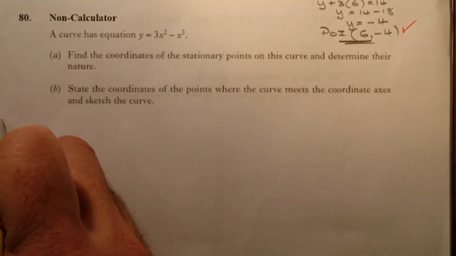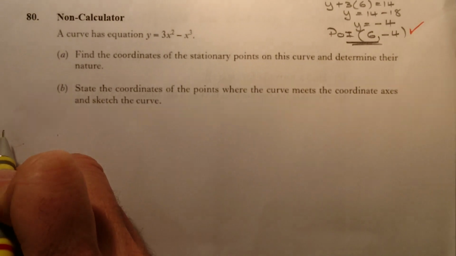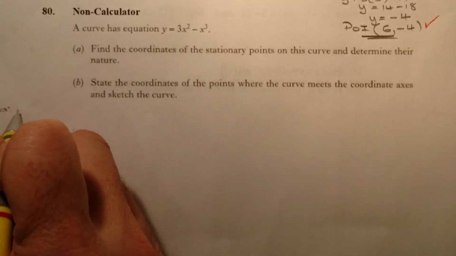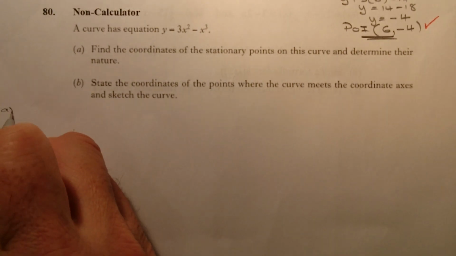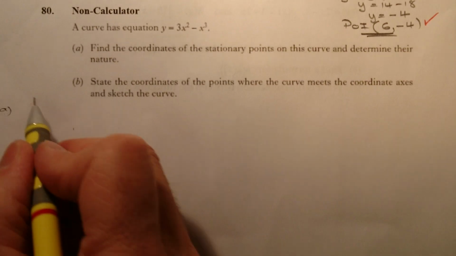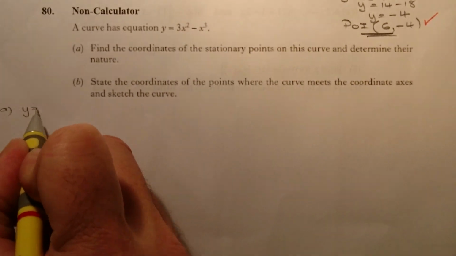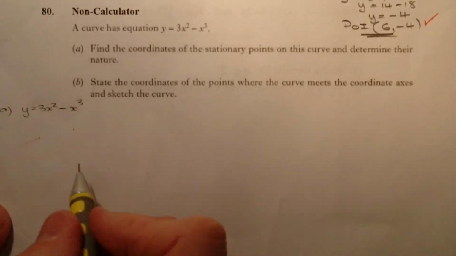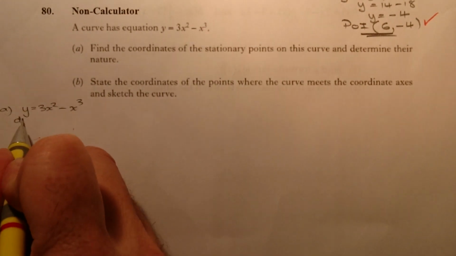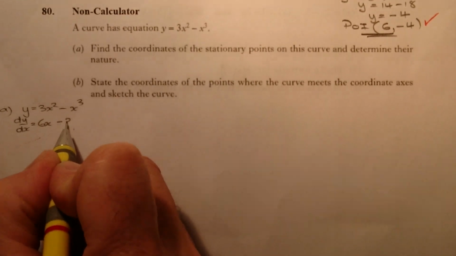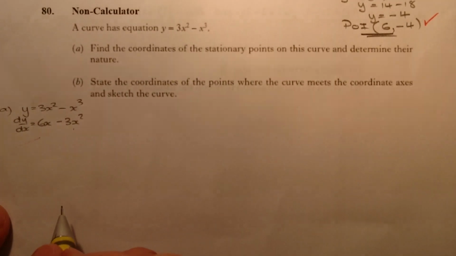First thing, let's see if you can see this on the screen. There we go. Right, part A. First thing I'm going to do is write down my equation: y equals 3x squared minus x cubed. What I'll then do is differentiate it. So dy by dx is equal to 6x minus 3x squared.